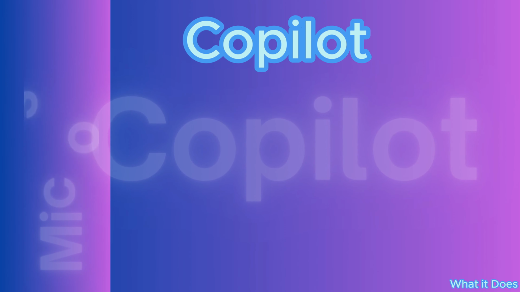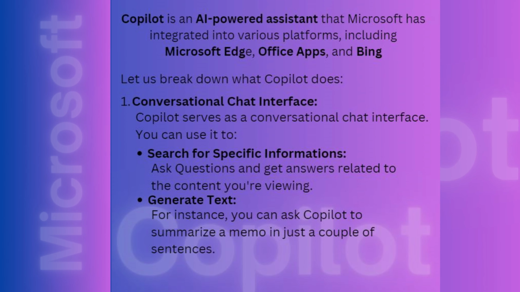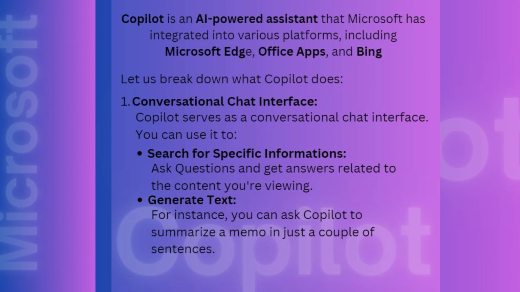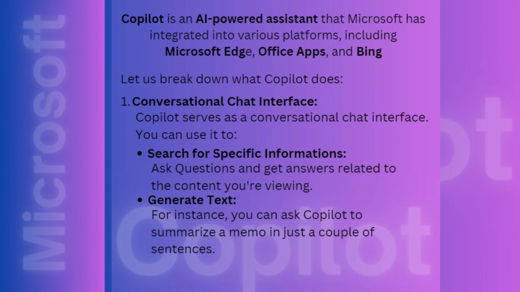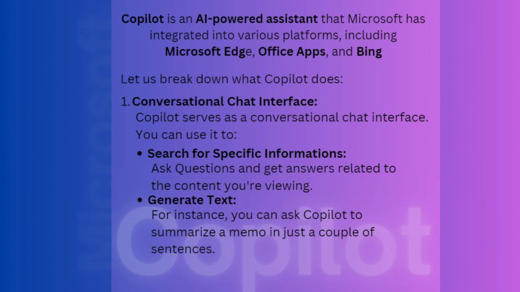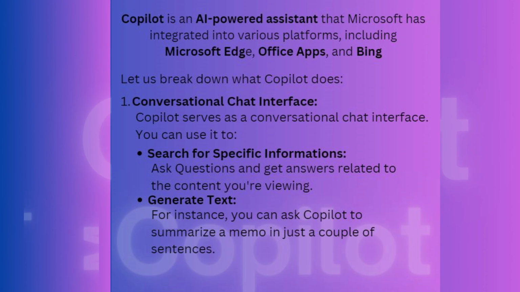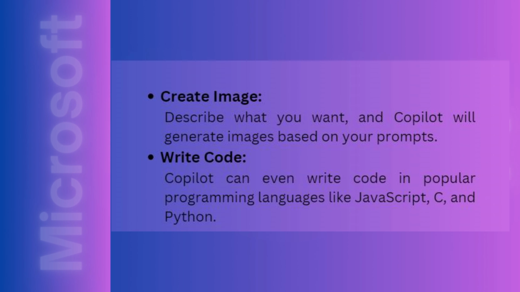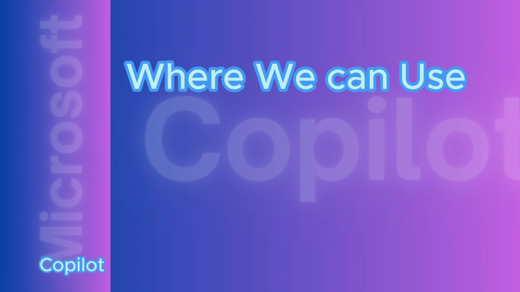Now we will explain Copilot, what it does and where you can use it. As we mentioned before, Microsoft integrated Copilot into various platforms like Microsoft Edge, Bing, Office apps, etc. It serves as a conversational chat interface. You can use this chat prompt to search for specific information, generate some text, create images, and write code, etc. Where can we use Copilot?